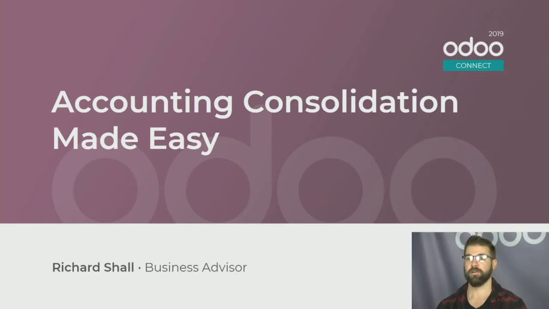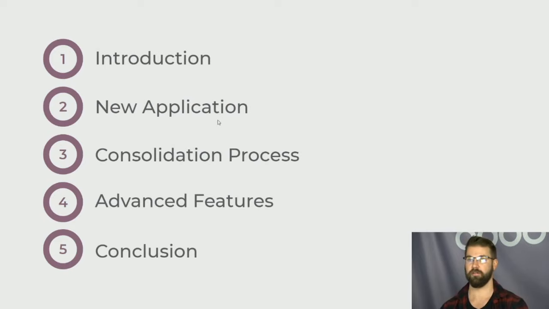Thank you, Noel. So essentially, version 13 came out in October this year. We came out with a new consolidation application. It's so powerful that we decided to make a brand new application as opposed to adding it in as a feature set for the accounting module, which you all know and obviously love. Very quickly, we're going to introduce the new application, how it works, what the consolidation process looks like, discuss some of the advanced features, and give a conclusion. There will probably be some time for a question and answer at the end.